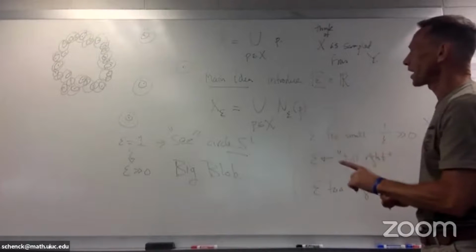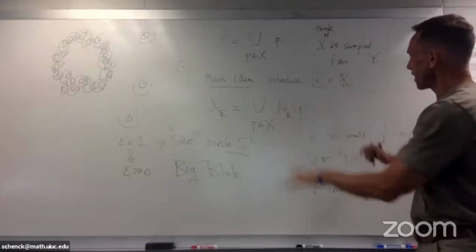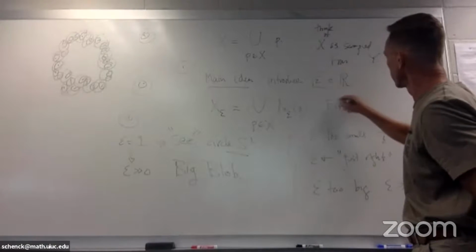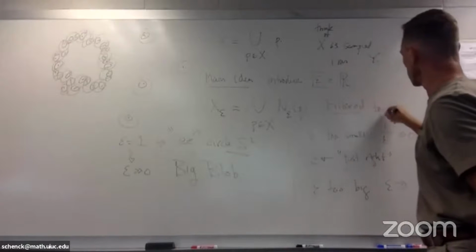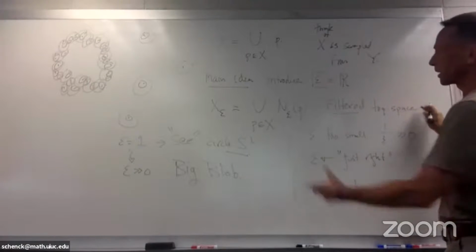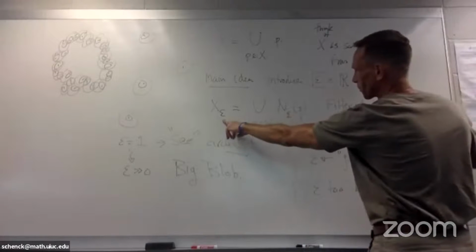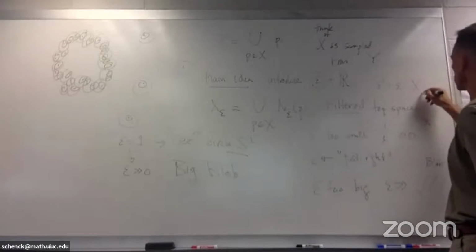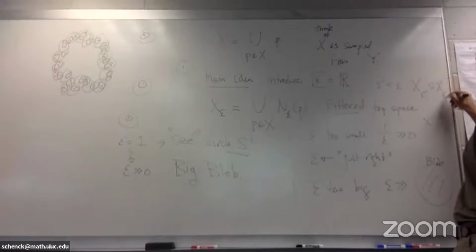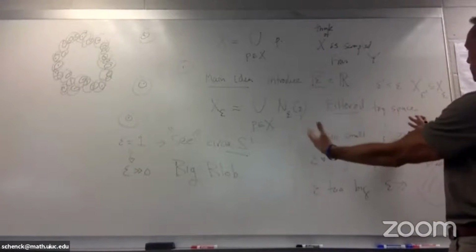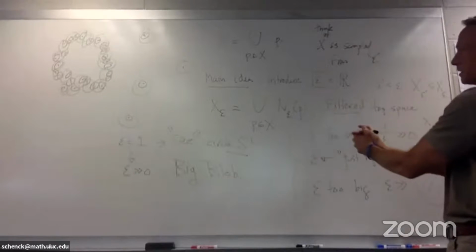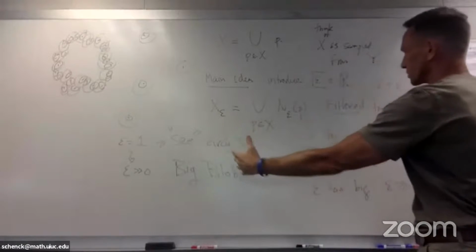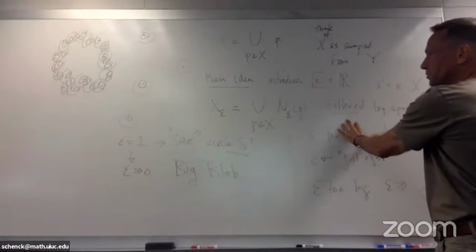Now what I want to do is talk a little bit about this, which is called a filtered topological space. The formal definition is this is a filtered topological space, because when I change my parameter values, if epsilon prime is less than epsilon, then I get an inclusion of X sub epsilon prime sitting inside X sub epsilon. As the parameter gets larger, my spaces are included. So I have this nested sequence of topological spaces, and that's the filtered topological space.